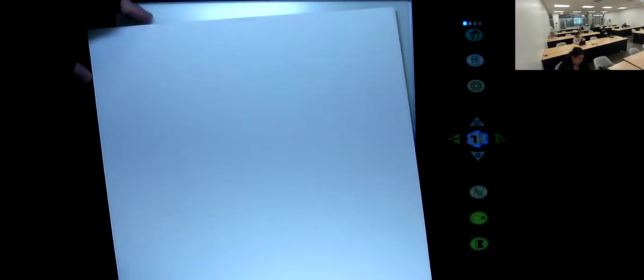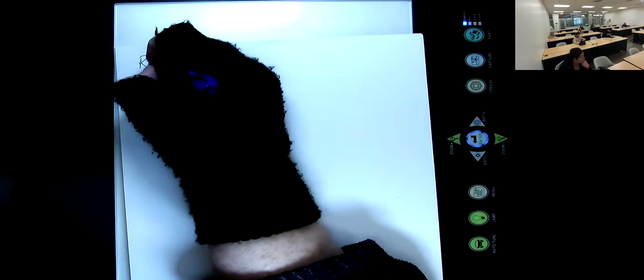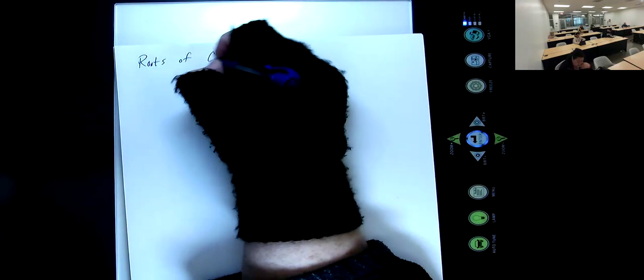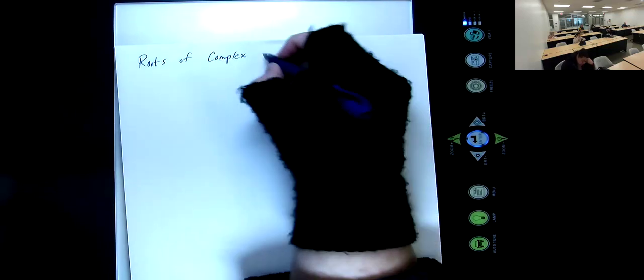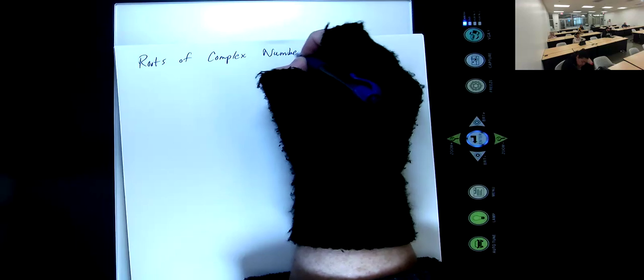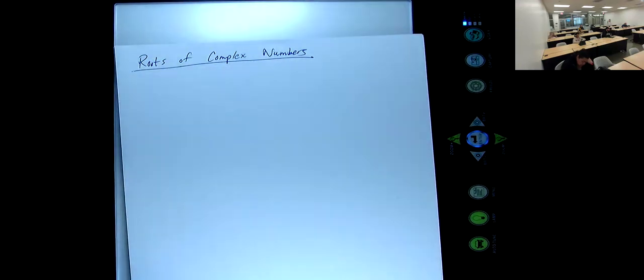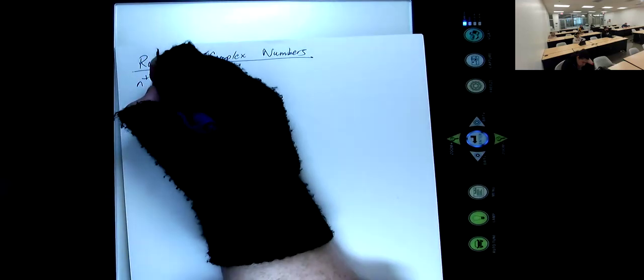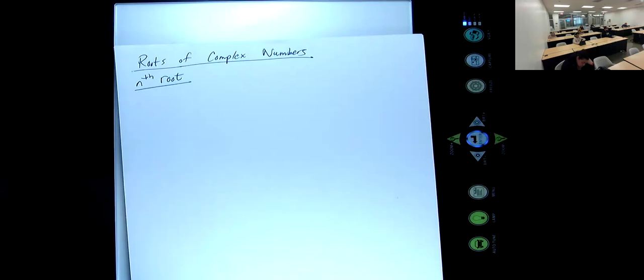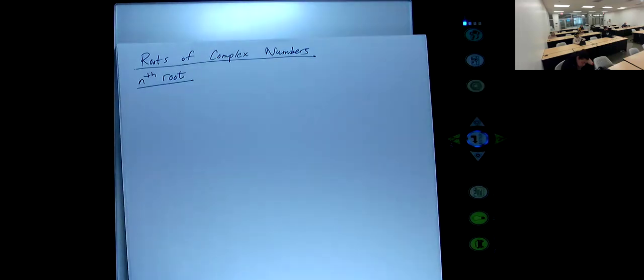Alright, so the next part is doing not powers of complex numbers, but roots of complex numbers. We're going to look at the nth root, so that we're not picking a particular root, just like we didn't pick a particular power in the last section. We're just going to take the nth root.